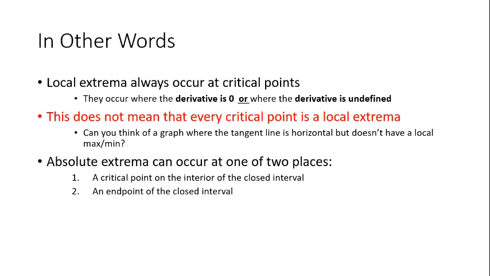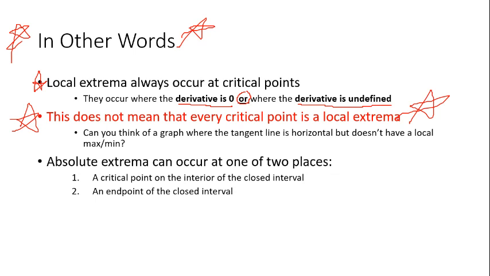So, just to summarize, this slide is kind of important. Local extrema always occur at critical points. Local extrema always occur where the derivative is equal to 0, or where the first derivative is undefined. This does not mean that every single critical point is a local extrema. We've seen a bunch of examples.